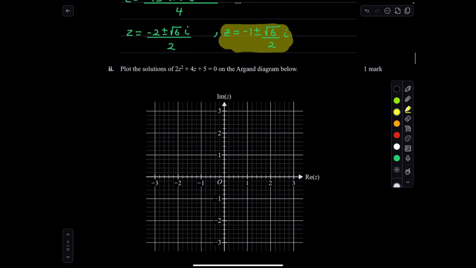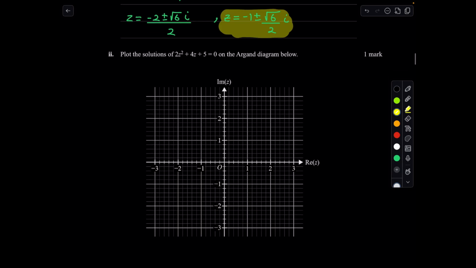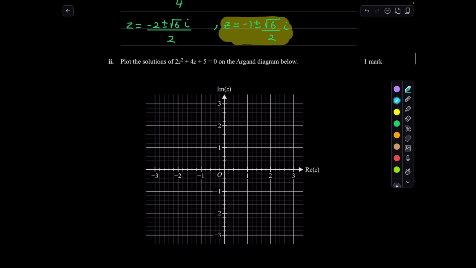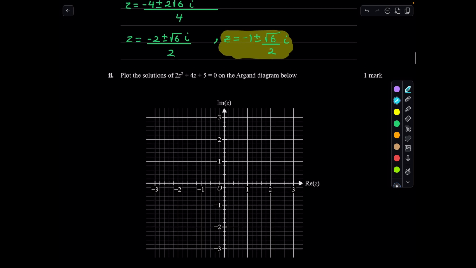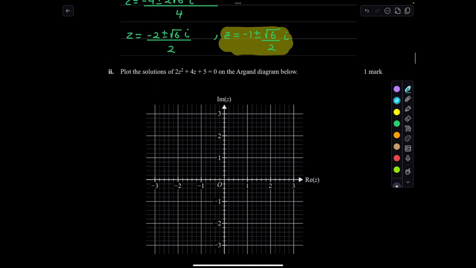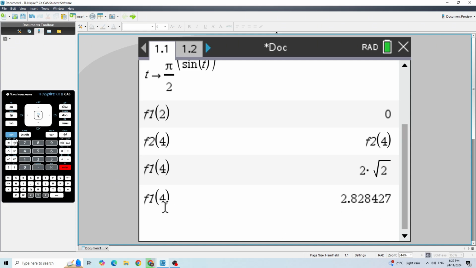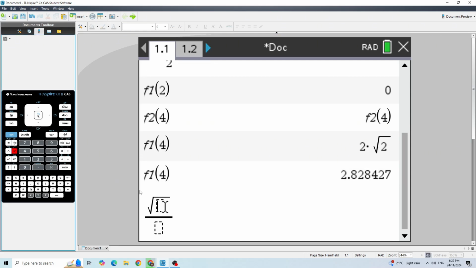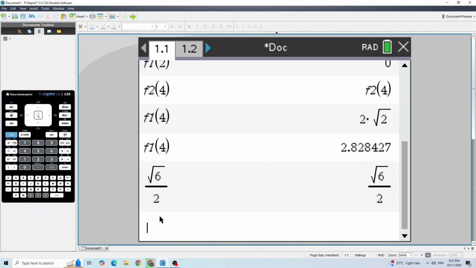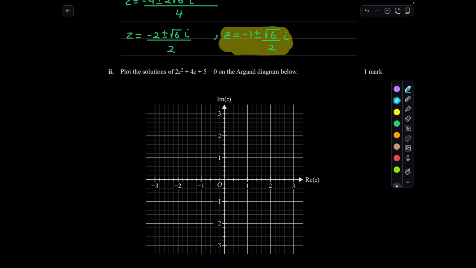Beautiful. Next question. Plot the solutions of this on the Argand diagram. Easy. So, one of the solutions is negative 1 plus root 6 on 2. I don't know what root 6 on 2 is in decimal, so let's type that in our calculator. Root 6 on 2 is 1.2. So negative 1, positive 1.2, which is around here. Right there.